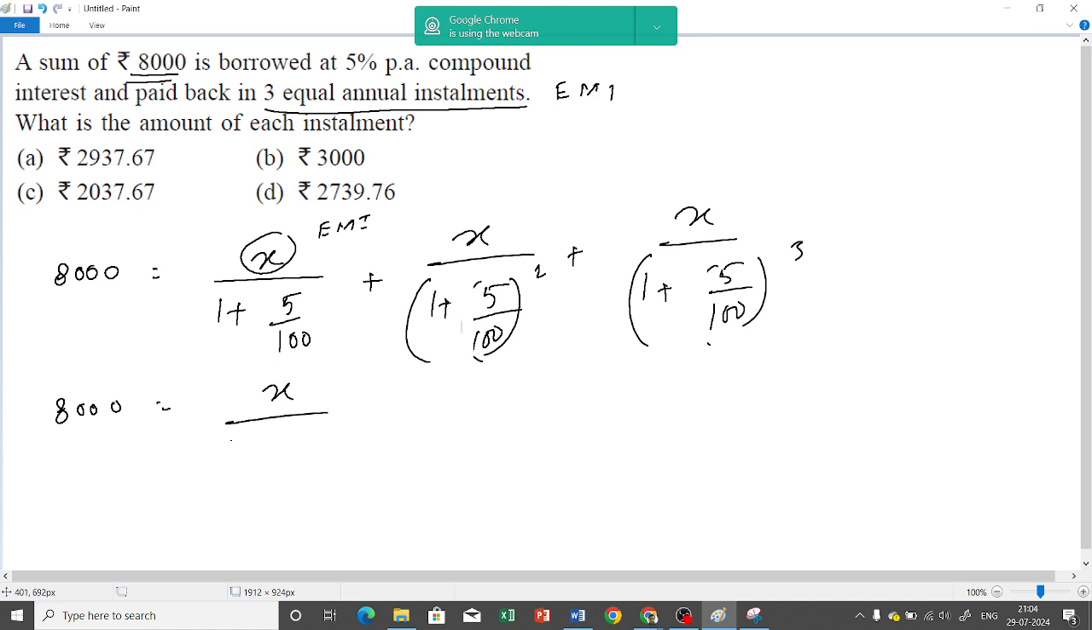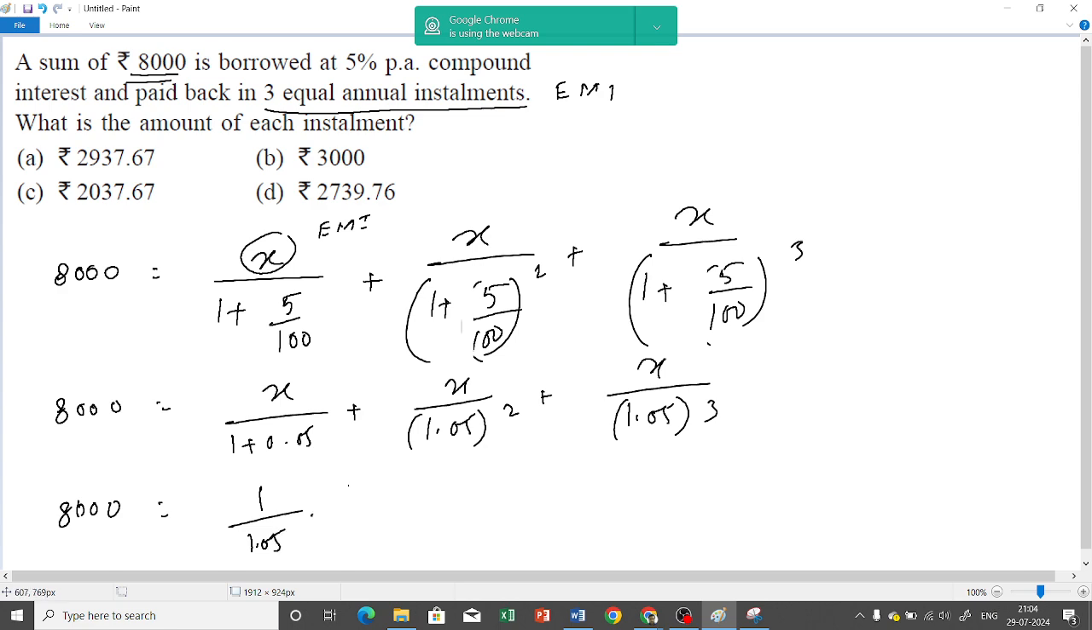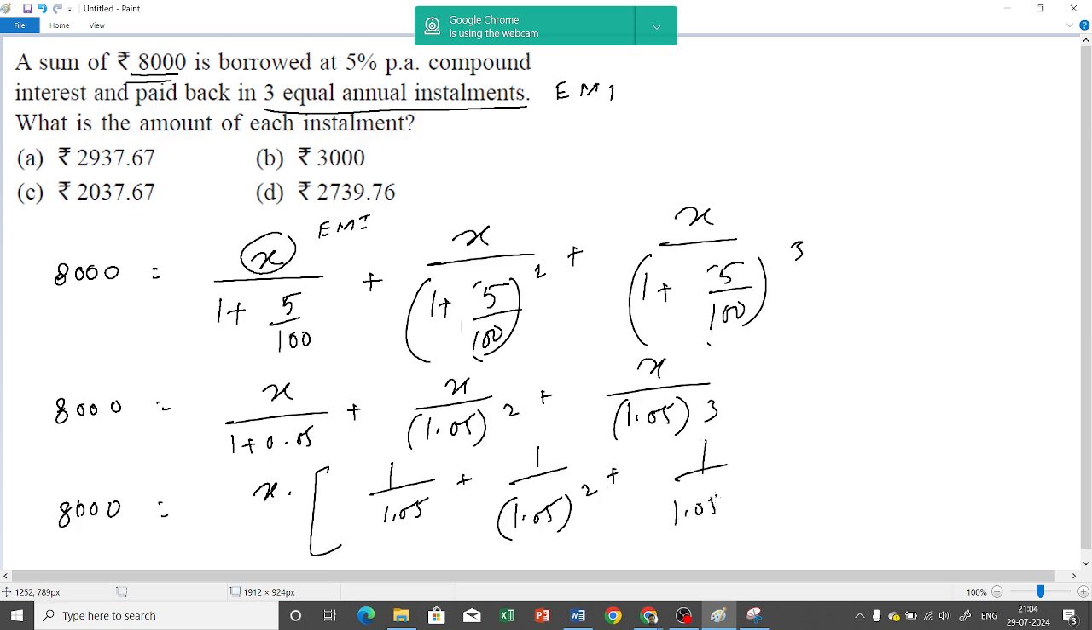So that is x divided by 1 plus 0.05, plus x divided by 1.05 square, plus x divided by 1.05 cube. Okay, and this also has 1.05, so 1.05 taken common. So if I take x common, I'll get 1.05, I'll get 1.05 whole square, and I'll get 1.05 whole cube, right? Is what I'm going to get.